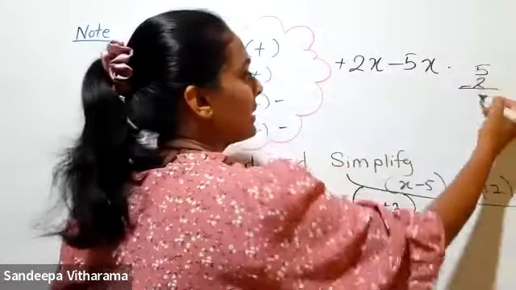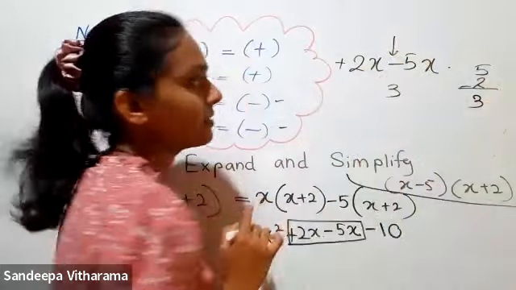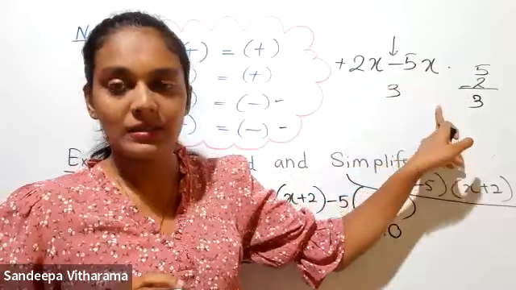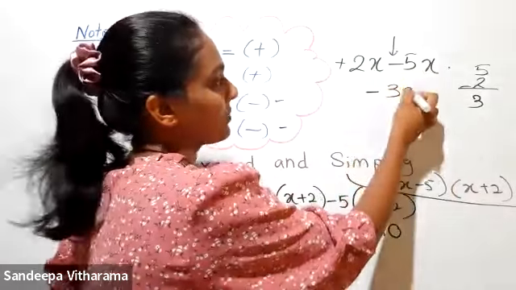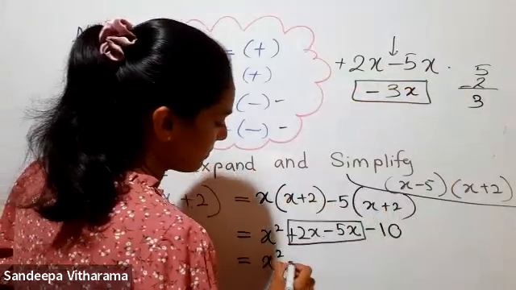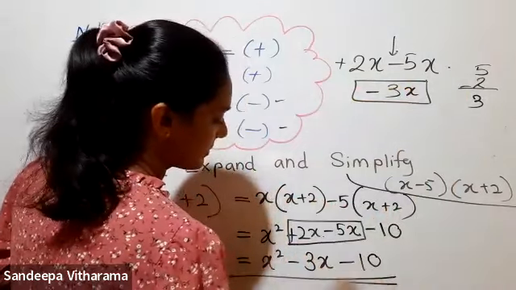Small one by the large one is 3. Now you can detect that the sign of the large term is minus. So give the sign of the largest term. It is minus 3. So when you simplify, it becomes minus 3x minus 10.